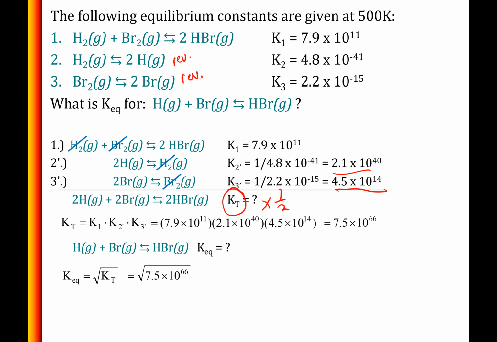Okay? So we end up raising 7.5 times 10 to the 66th to the 1/2 power, in other words, taking the square root. So you end up with a new KEQ, 2.7 times 10 to the 33rd power. Okay, so just by manipulating the equations to get our new final equation, and knowing what to do with the K values, we can figure out the KEQ for the new reaction.